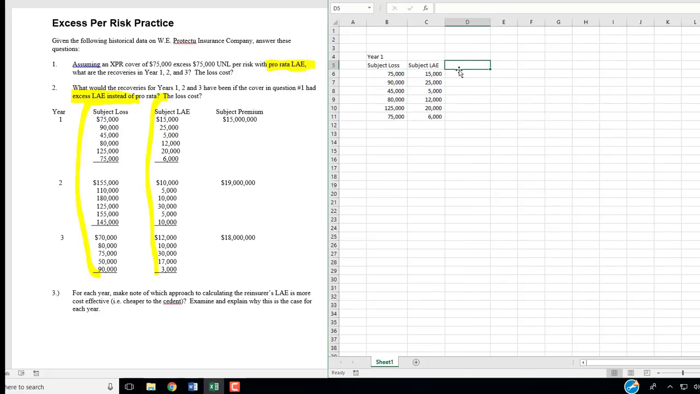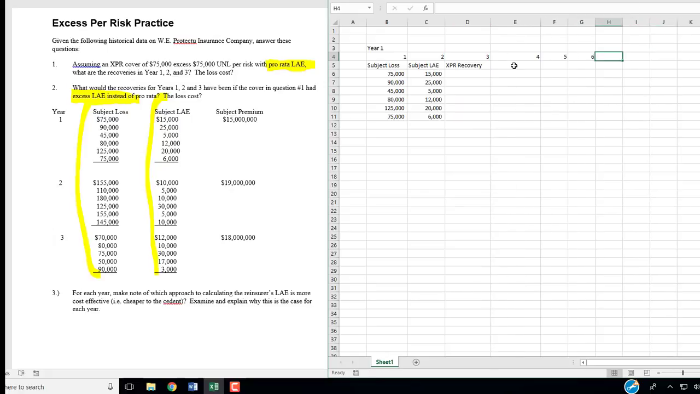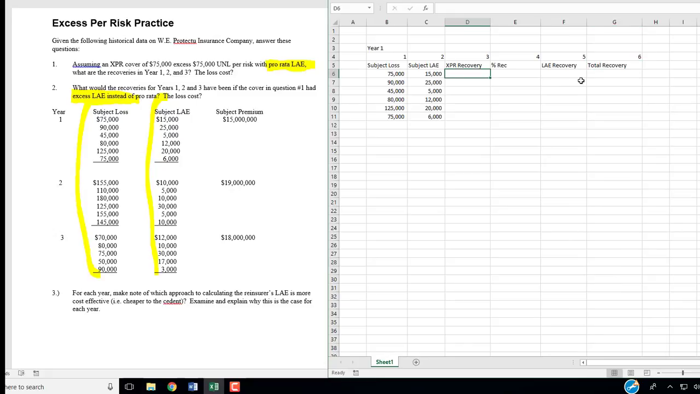Our next column will be the XPR recovery, or in other words, the recovery from the treaty. And let me label each one of these columns 1, 2, and 3. Then our next column is actually going to be the percentage recovered. And the next column will be the LAE recovery. And the last column here will be the total recovery. So in order to calculate the XPR recovery, we simply apply this $75,000 loss to our treaty.